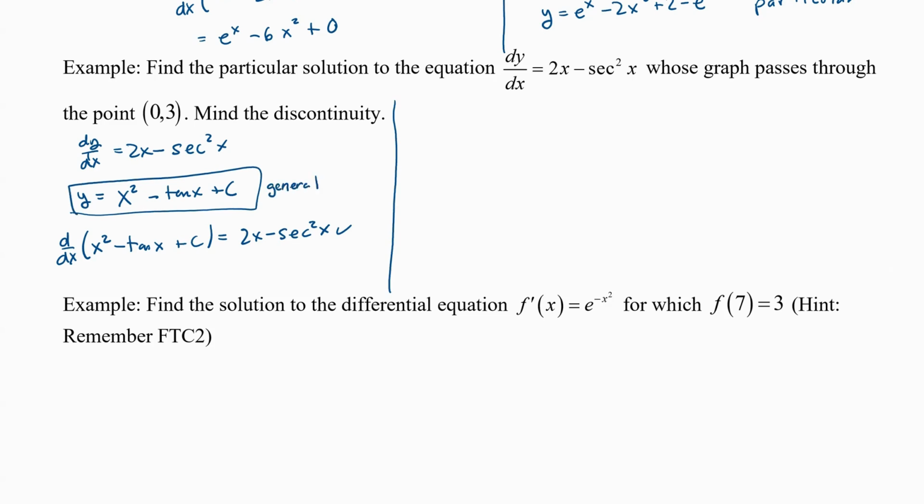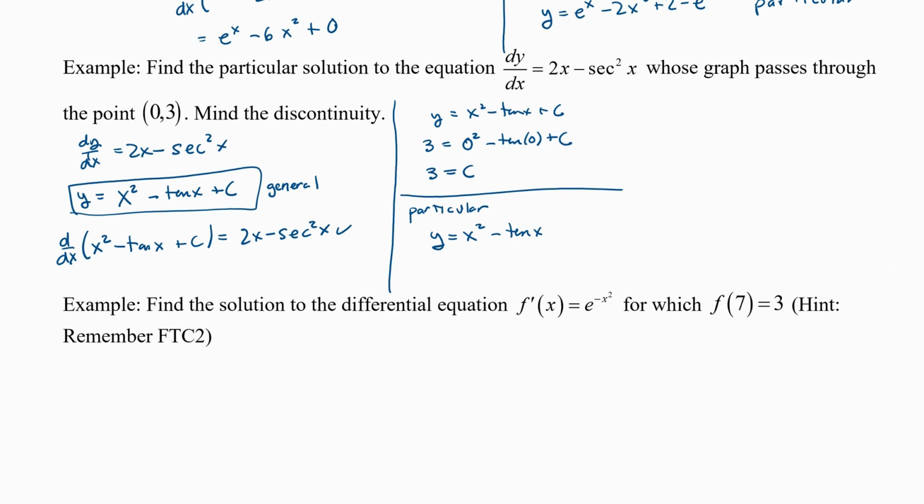In our general solution, every place we see a y, let's replace it with 3. Every place we see an x, let's replace it with 0. And we get 3 is equal to c, which means that our particular solution would end up being y is equal to x squared minus tangent x plus 3.